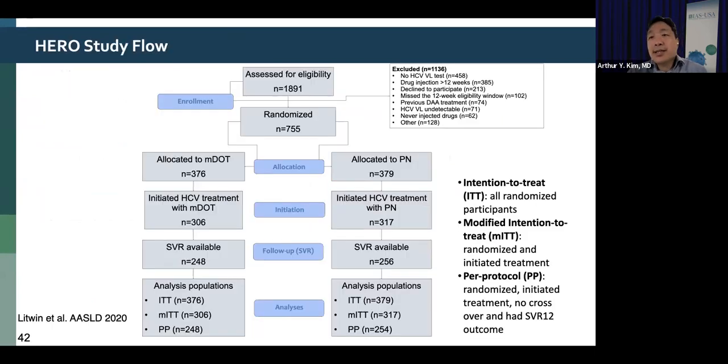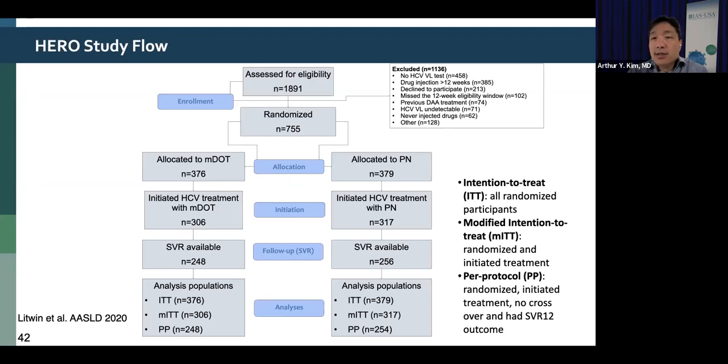And so, presented at the AASLD and currently in review, to be hopefully published soon, are the HERO study results. I'll present to you what was presented at AASLD at the time. There will be an updated manuscript shortly.